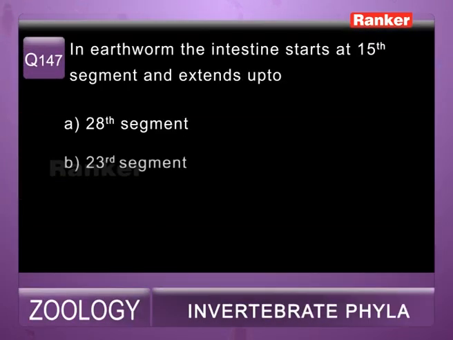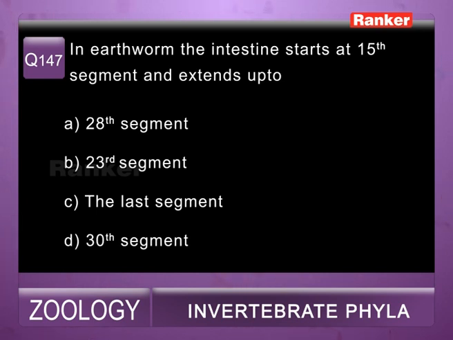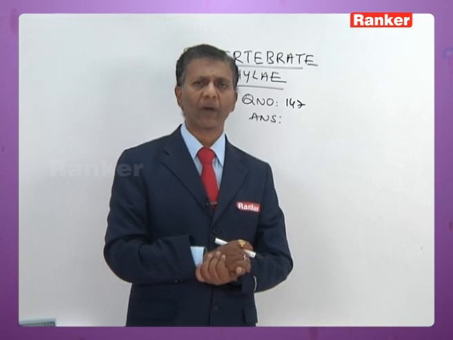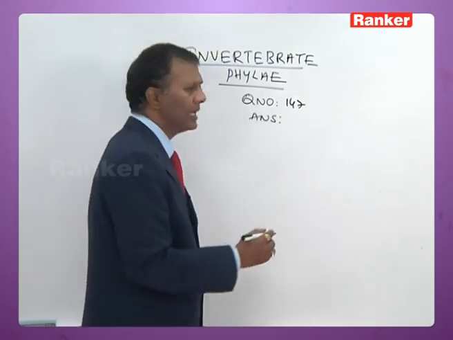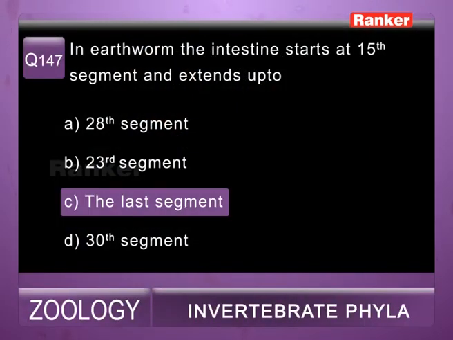Now 147 question, in earthworm intestine starts at 15 segment and extends up to obviously the last segment. So the options are A 20th segment, B 23rd segment, C last segment, D 30th segment. So 147th question, correct answer is C, that is last segment.